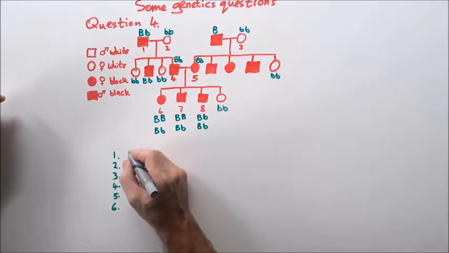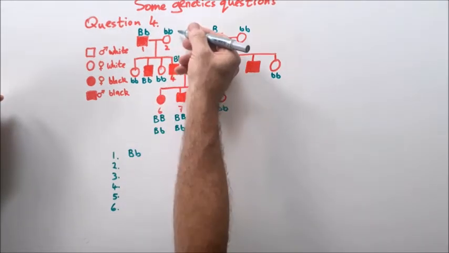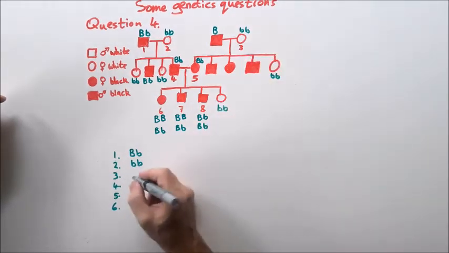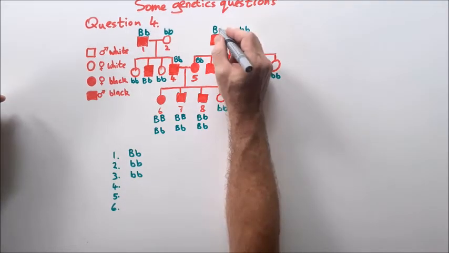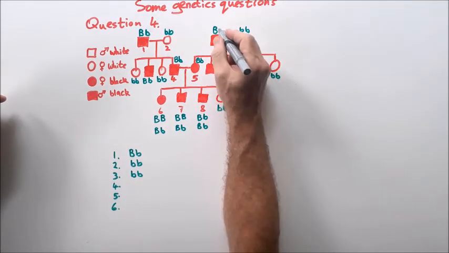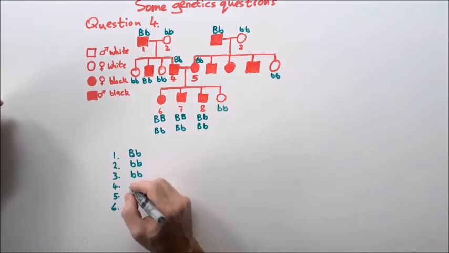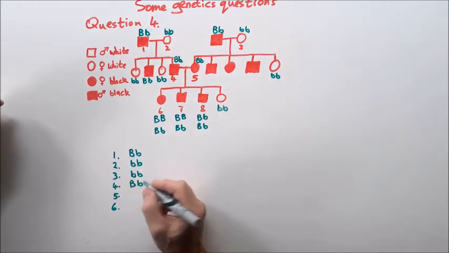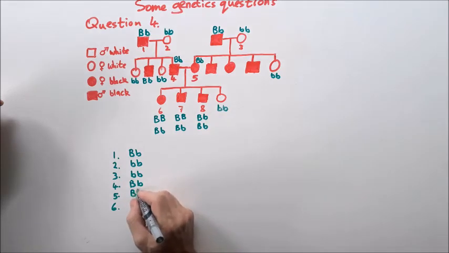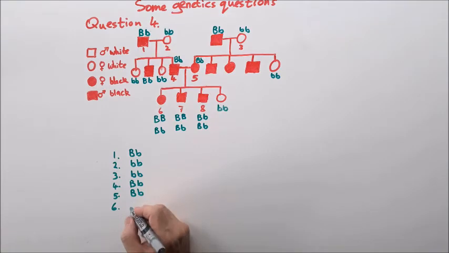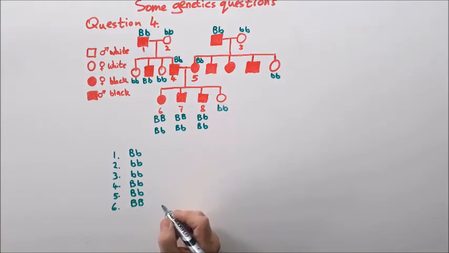So, number 1, we got heterozygous. Number 2, homozygous recessive. Number 3, homozygous recessive. Just by the way, this has to be small b over here because of that. Number 4 has to be heterozygous. Number 5, heterozygous. And number 6, now this is the interesting part. You have to say homozygous, big B, or heterozygous, big B, small b.